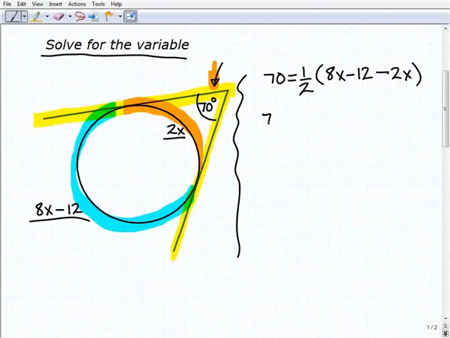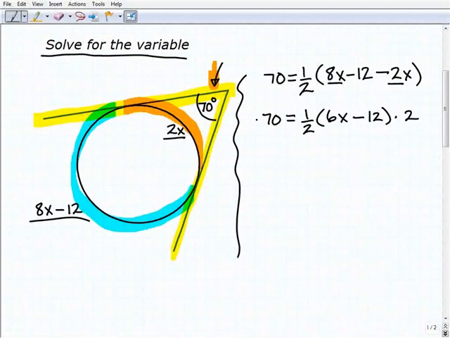So this would be 70 equals 1/2 times, let me go ahead and combine like terms here. So this would be 6x minus 12. At this point, instead of distributing this 1/2, which you could do, I'm going to simply multiply both sides of the equation by 2. If you distributed this 1/2 to make this into 3x minus 6, that's fine. You'll get the exact same answer. I just like to get rid of these fractions early on.